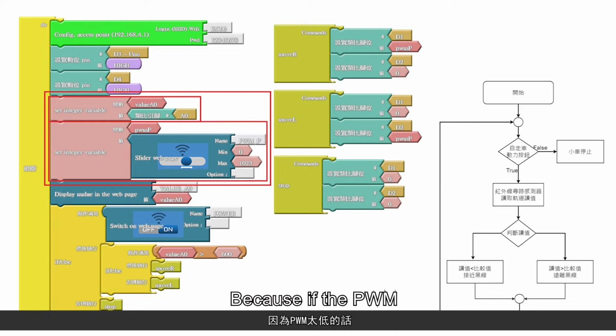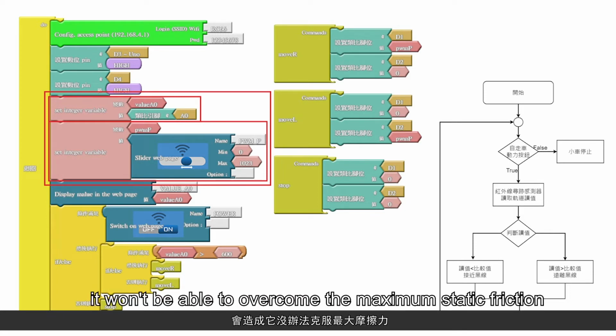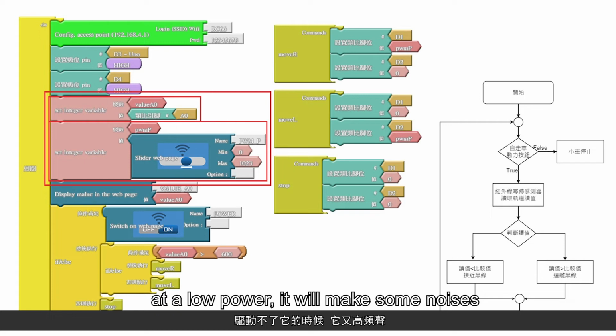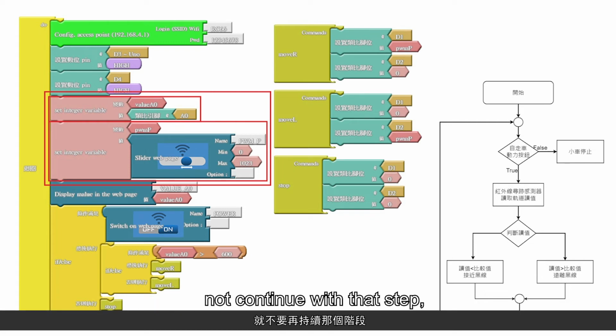Why? Because if the PWM is given too little power, it won't be able to overcome the maximum static friction and the vehicle won't move. But it shouldn't be too high either. If you can't actuate the vehicle at a low power, you'll make some noises. So you should not continue with that step. It'll make it move or let it stop. So you must pay attention when doing the power output.